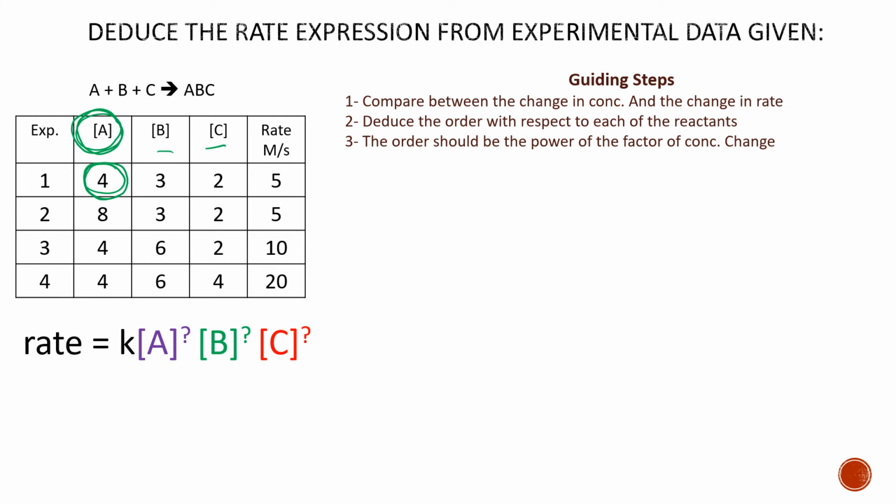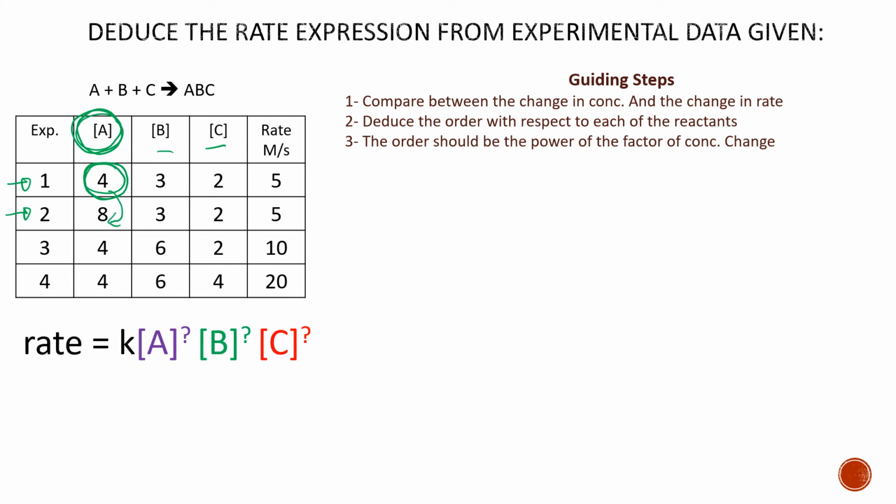But if you choose two experiments where everything is changing, it's not going to tell you how changing one of the reactants will affect the rate. It's like a mix between everything. So let's apply this. Let's check experiment 1 and 2. What has happened in experiment 1 and 2?